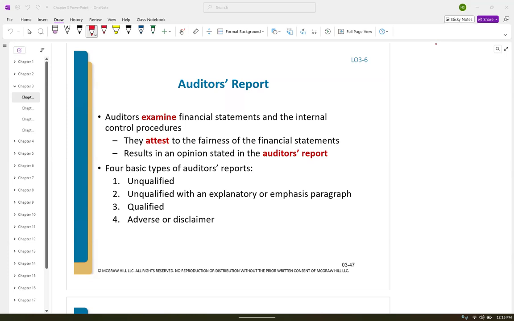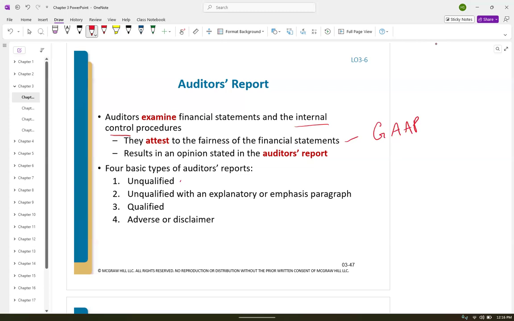Okay. In the financial statement audit, the internal controls are also audited. It's an attest function and it tests the fairness of the financial statements. We want to know, are they following the rules of GAAP? Okay. There are four basic types of auditor's report. The most common is an unqualified opinion. Unqualified is a clean opinion. It says there is a high likelihood that there are no material misstatements.